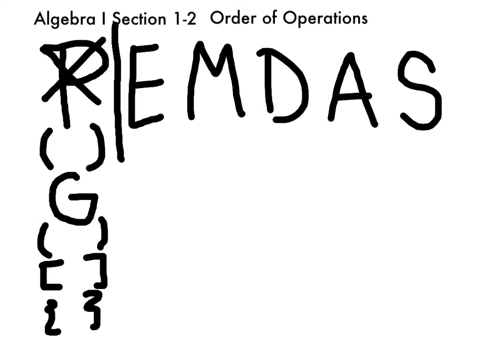The next section of order of operations that you look at is exponents. So you simplify all your exponents. Any base number to the power of something you're going to simplify. And then you move on to the next area of order of operations.